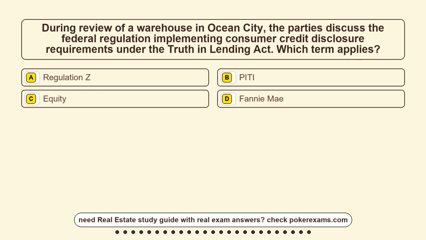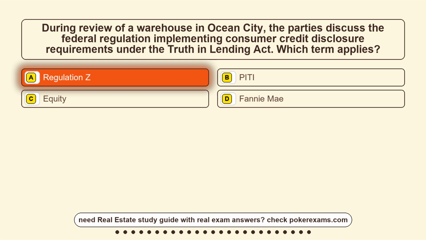Question 3. During review of a warehouse in Ocean City, the parties discussed the federal regulation implementing consumer credit disclosure requirements under the Truth in Lending Act. Which term applies? Option A, Regulation Z. Option B, PITI. Option C, equity. Option D, Fannie Mae. The correct answer is option A, Regulation Z.